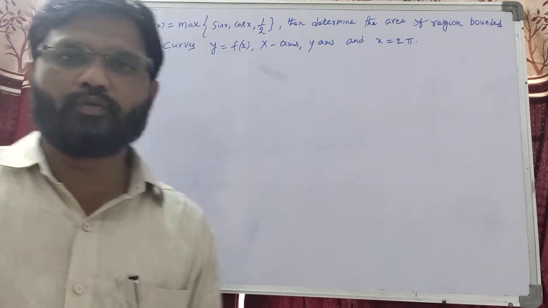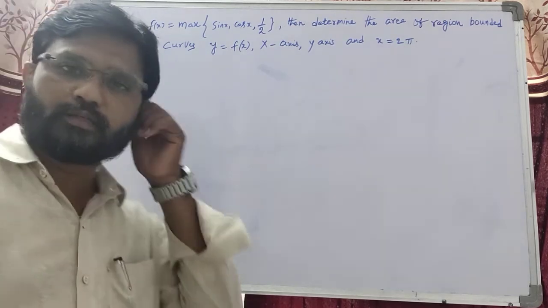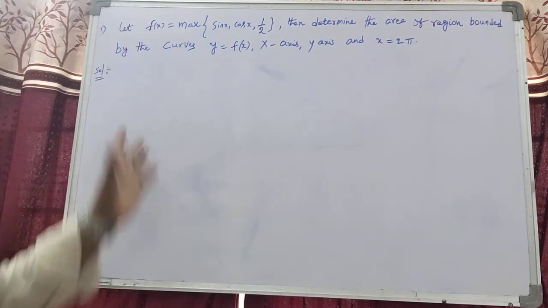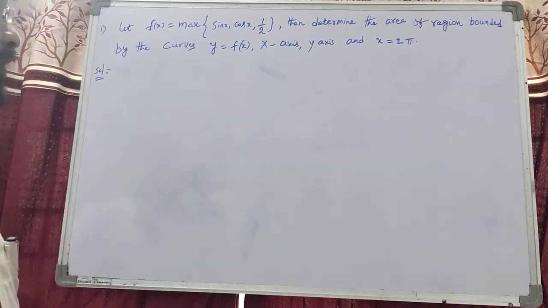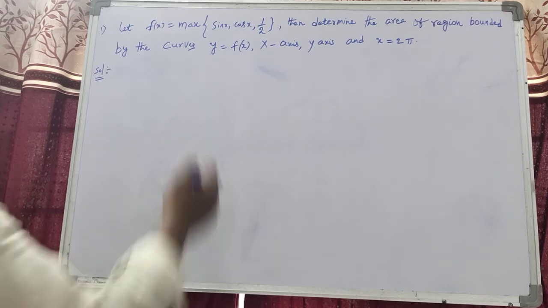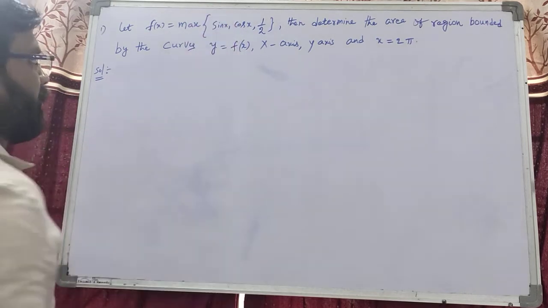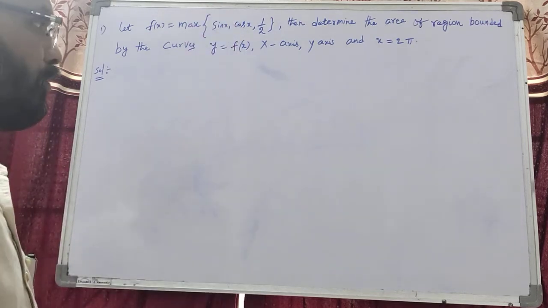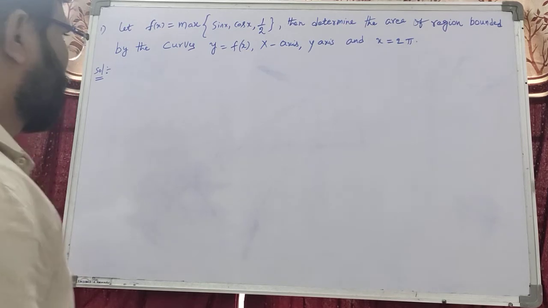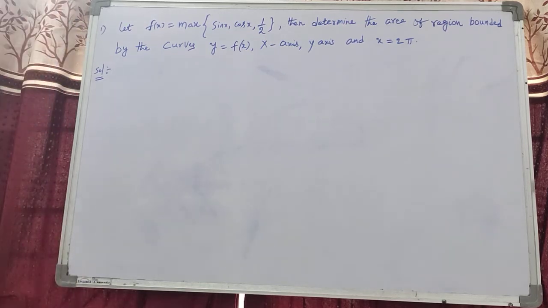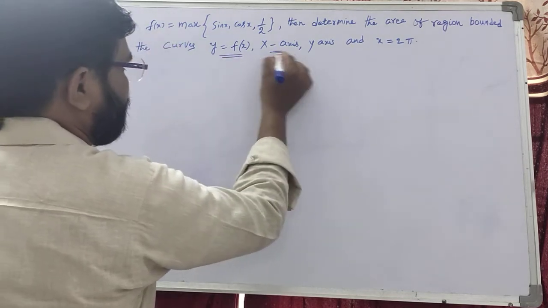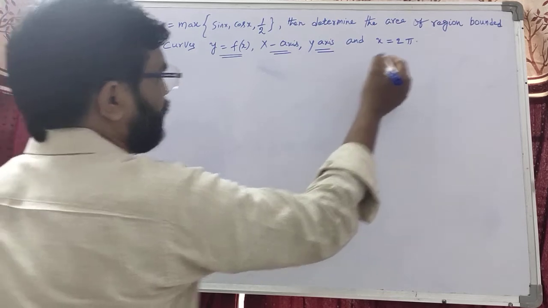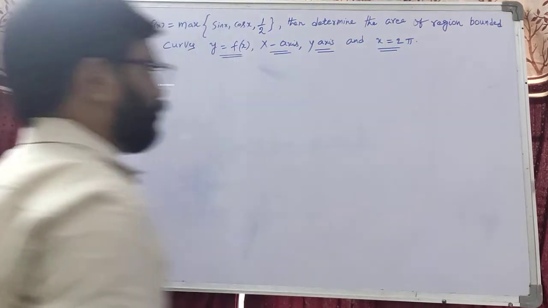Today we are going to discuss some models in areas. This is one of the very important questions. Excellent, wonderful question it is. So, f of x is equal to the maximum of sin x, cos x, and 1 by 2. Determine the area of the region bounded by the curves y equal to f of x, the x axis, the y axis, and the line x equal to 2 pi.